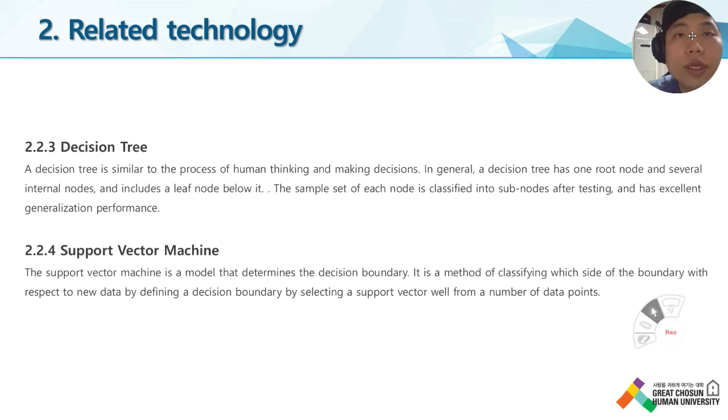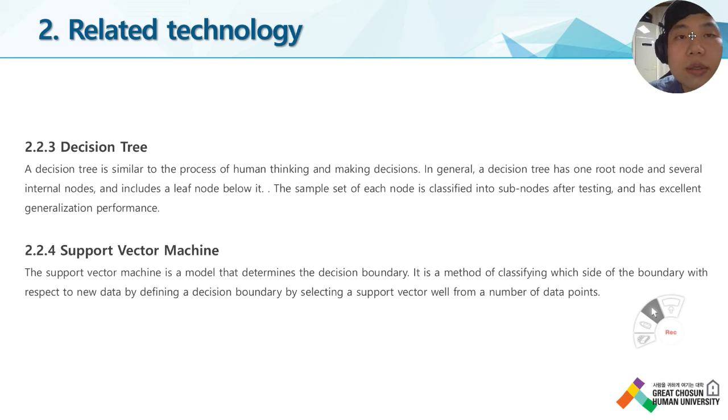Decision tree is similar to the process by which humans think and make decisions, usually with a single root node, multiple internal nodes, and leaf nodes below them. The sample set of each node is classified into a subnode after testing, a structure with excellent generalization performance.